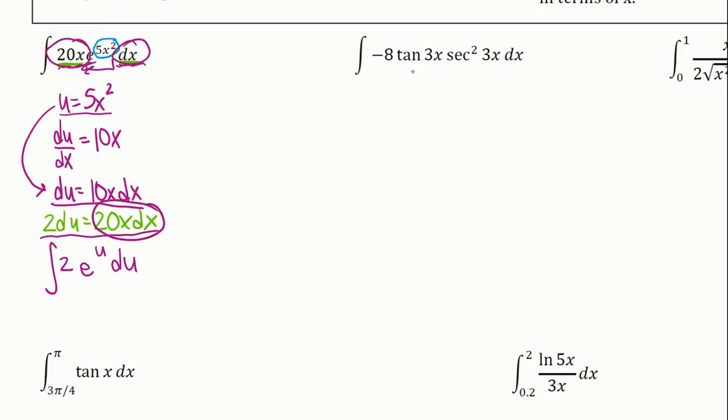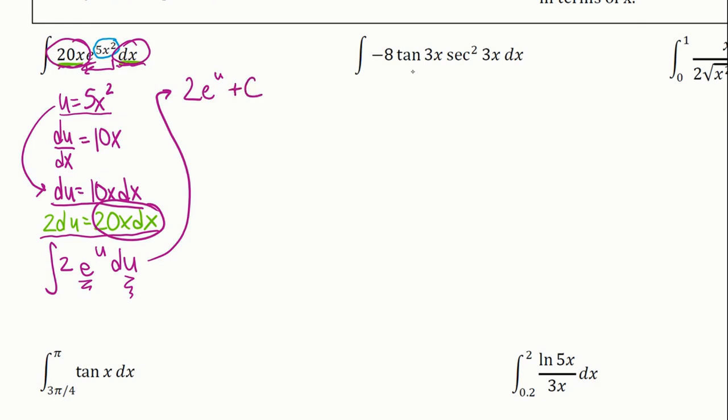The e is staying around, so that's just being replaced by e, but the 5x squared is being replaced by u. And then, what's the integral of 2e to the u? So now we're integrating with respect to u. We're not integrating with respect to x. And the antiderivative of 2e to the u is just 2e to the u, right? Because the derivative of e to the u is still e to the u. And this is an indefinite integral, so I do need a plus c.